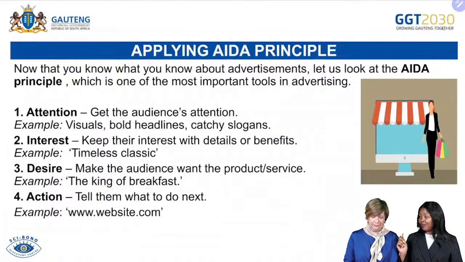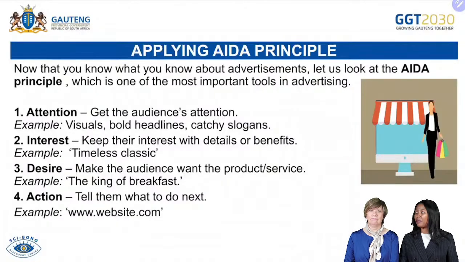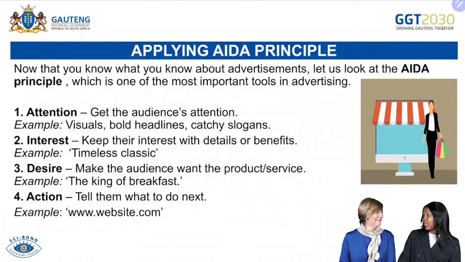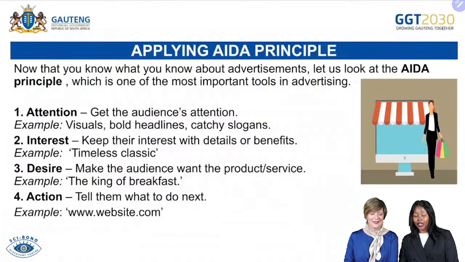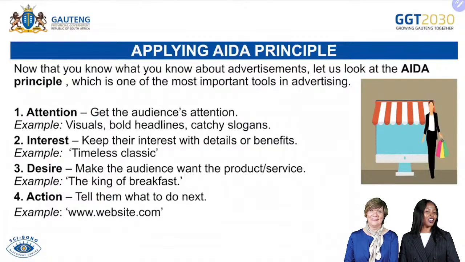And the second thing is to get you interested. How do I make you interested in the product? A good example is we keep the audience interested with details or the benefits of the product. A good example here would be the timeless classic, as we have seen in the previous picture. Number 3, desire. You make the audience want to buy the product, the service, or the event that is being advertised. An example, the king of breakfast, if we are to look at the previous ones we looked at.